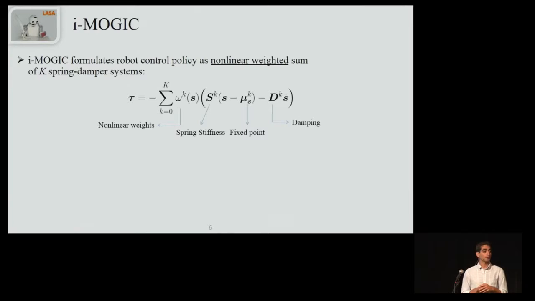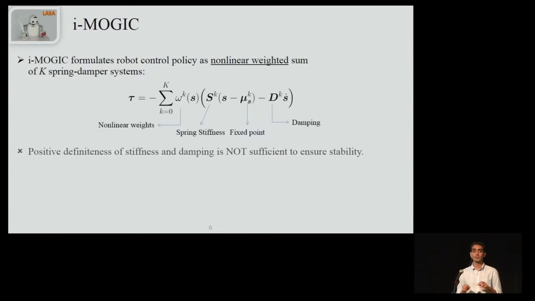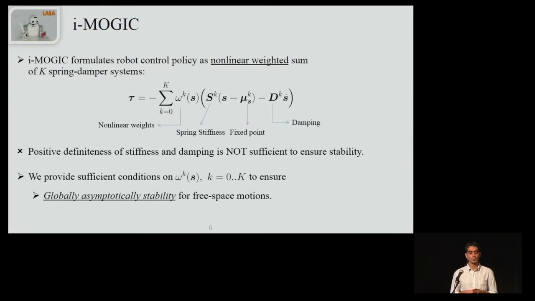Here I would like to emphasize that the notion that positive definite stiffness and damping are sufficient to ensure stability of the system is wrong. In nonlinear systems, it's important also to look at the weights omega. In our paper, we provide sufficient conditions on the nonlinear weights to ensure global asymptotic stability of the system for free space movements, and also stability when it comes to contact with a passive environment, without any knowledge of the contact force.